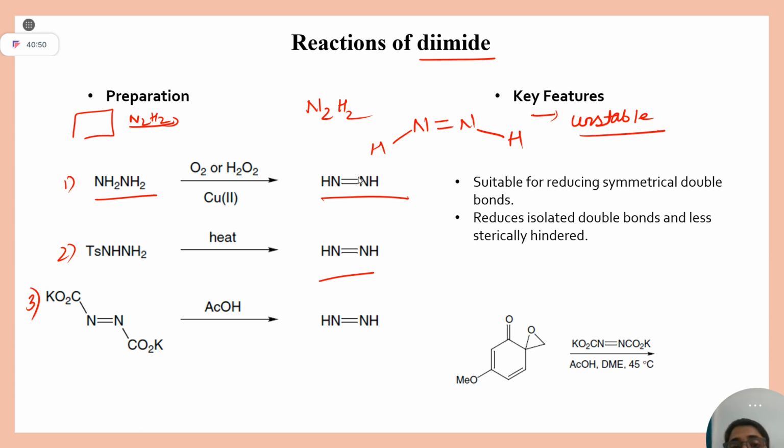Now key features of this reagent. Suitable for reducing symmetrical double bonds. How they want to convey this. Let me tell you. Let's say you are having ketone and you are having this olefin.